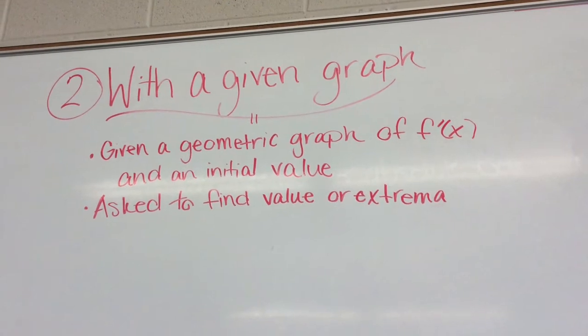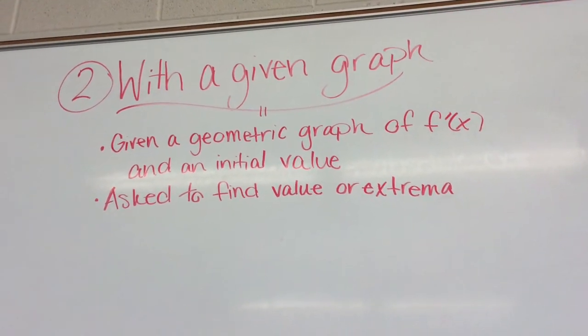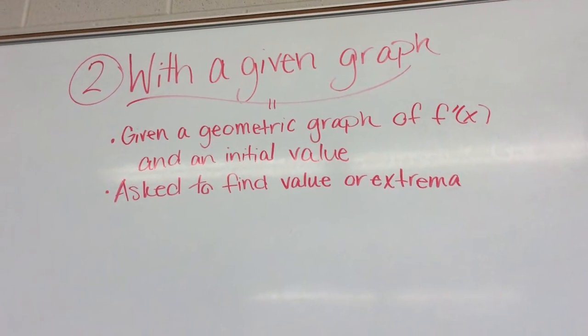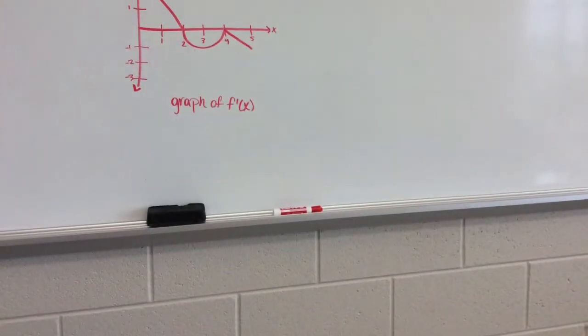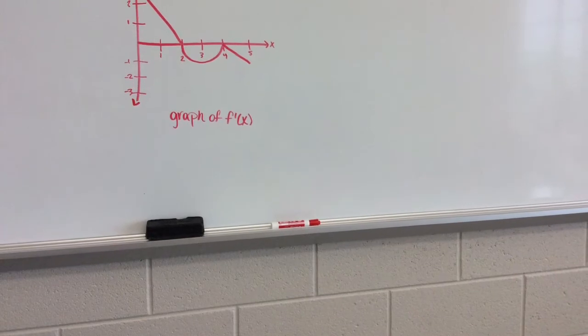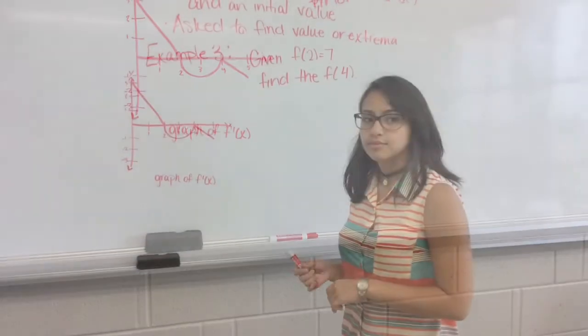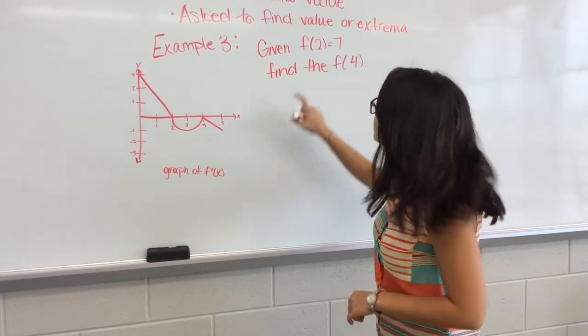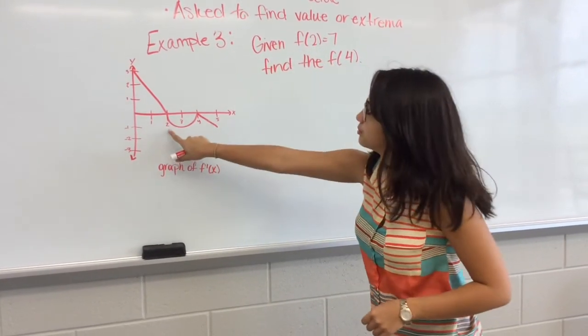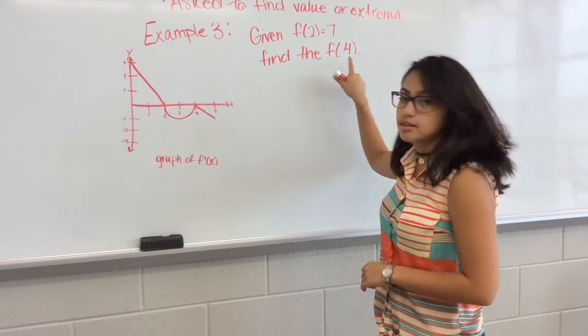The second has to do with a graph, a geometric graph of f prime of x with an initial value which is given, and you're asked to find a value or extrema. Okay, so for our third example, we're given a graph of f prime of x, and we're given that f of 2 is 7, and we want to find the f of 4.